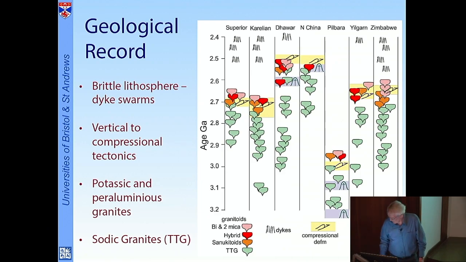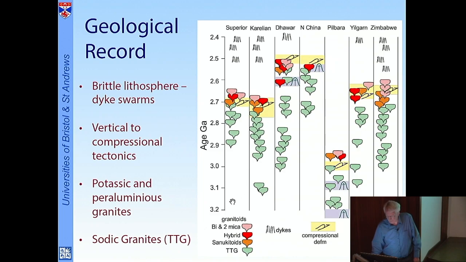And then a summary diagram that Peter Kay put together recently, of the kinds of things you might infer from the geological record that would feed into this issue about how brittle a lithosphere is, or how strong you think it might be. So these are data sets from the ones you can see along the top: Superior, through to India, through to China, through the Pilbara, the Yilgarn, Zimbabwe.